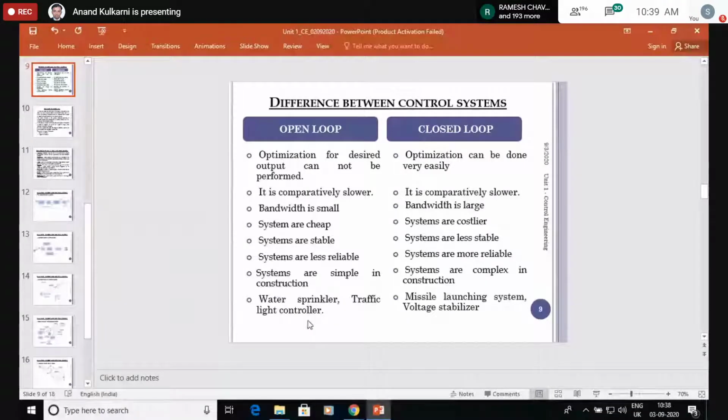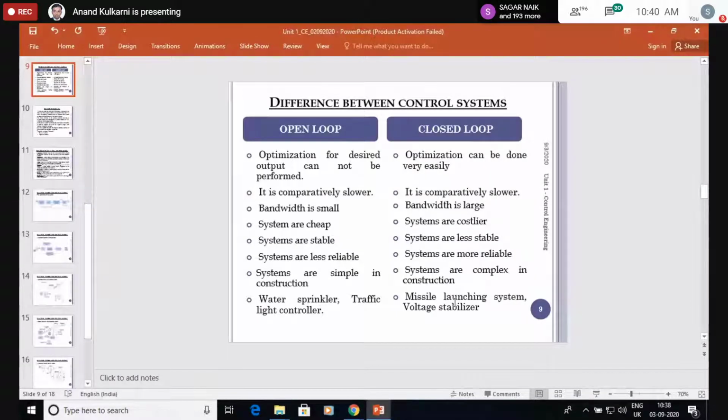Examples of open loop systems are a water sprinkler, traffic light, etc. Whereas examples of closed loop systems are missile launching or guiding systems, stabilizers, then air conditioner, refrigerator, electrical oven, even your heating iron and water heater, where the temperature can be set.